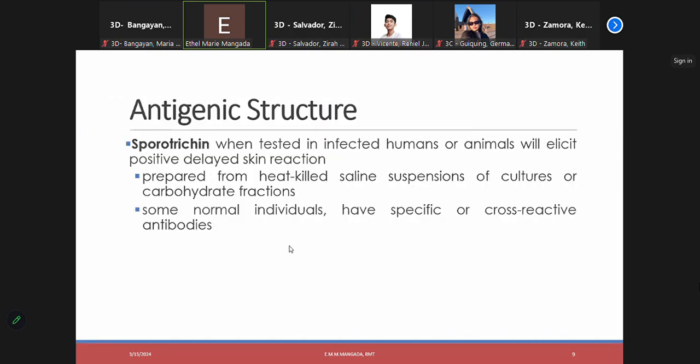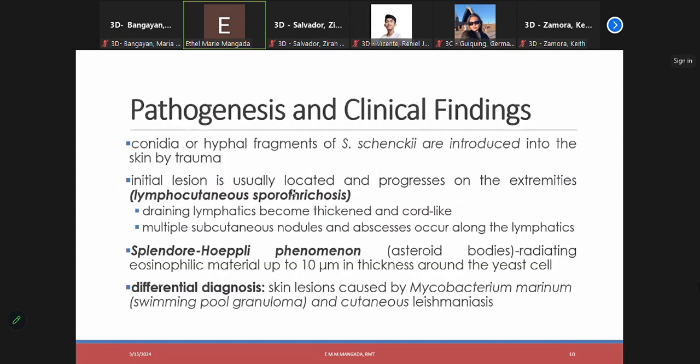Of course, you remember earlier with Trichophyton, we have trichophytin, the antigen that causes a hypersensitivity reaction. There is also one in Sporothrix. We call it sporotrichin. It also causes a delayed skin reaction in patients exposed to this type of antigen. Next, we have pathogenesis and clinical findings.